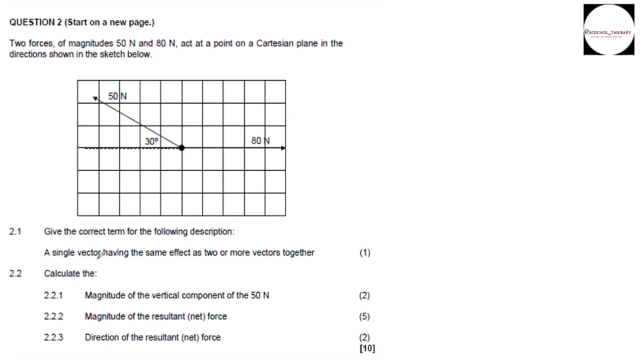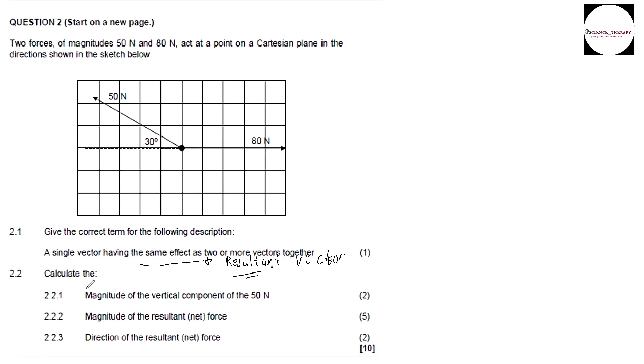Then 2.1 says, give the correct term for the following description: a single vector having the same effect as two or more vectors acting together. We know that this term speaks to the resultant vector. In all the previous questions we've been asked to define. Now they've defined it for us, and they just want us to give the correct term. So you say resultant vector and then you get that 1 mark.